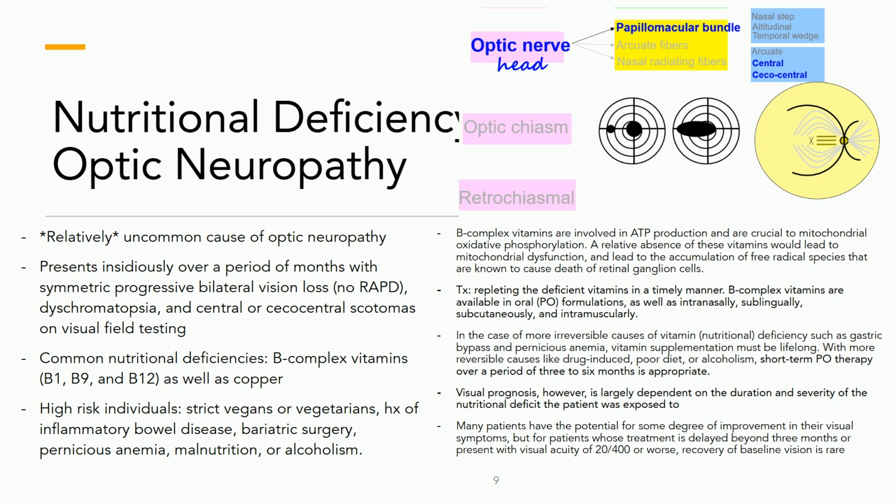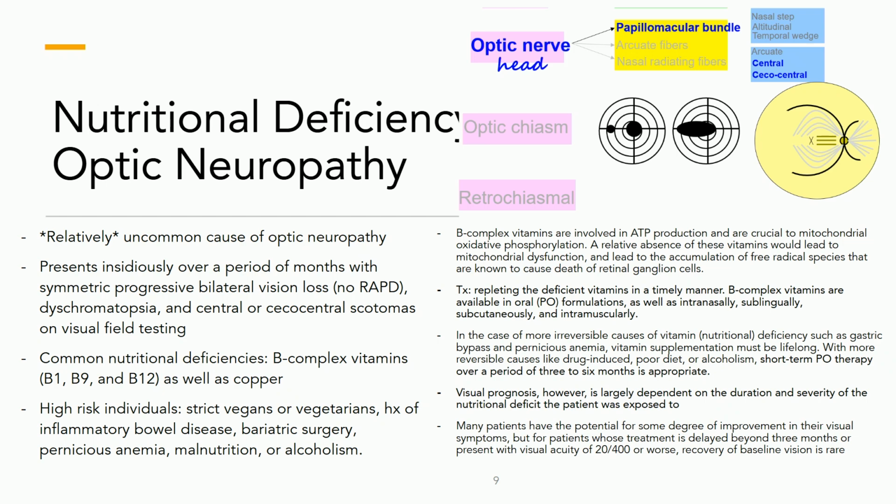Common nutritional deficiencies, like I was mentioning, were the B-complex vitamins, as well as copper. And high-risk individuals are those who are strict vegans or vegetarians, those with inflammatory bowel disease, history of bariatric surgery, those with pernicious anemia, malnutrition, or chronic alcoholism. Now, the thought is that B-complex vitamins aid in the production of ATP, which is crucial to mitochondrial oxidative phosphorylation. So you guys can kind of put that together. A relative absence of these vitamins would lead to mitochondrial dysfunction, and overall that allows the accumulation of free radical species and damage to the retinal ganglion cells.